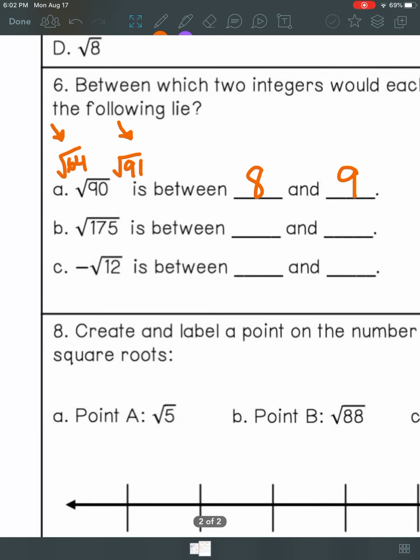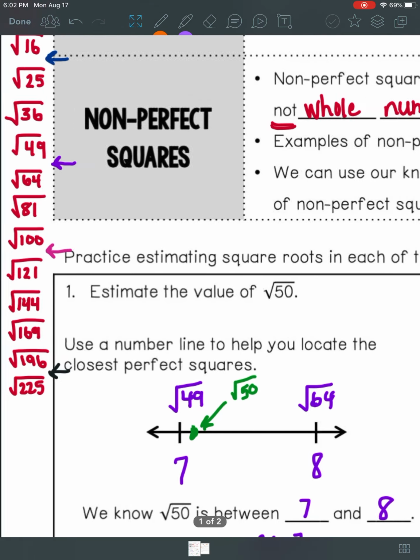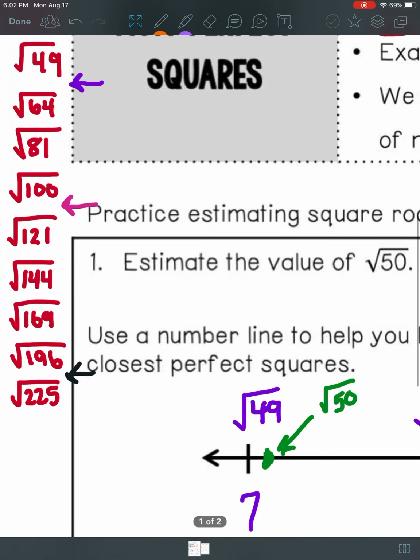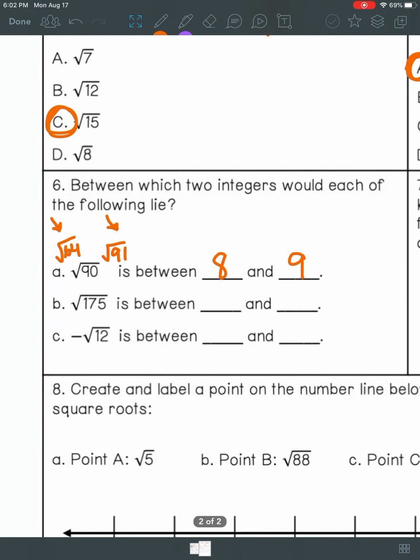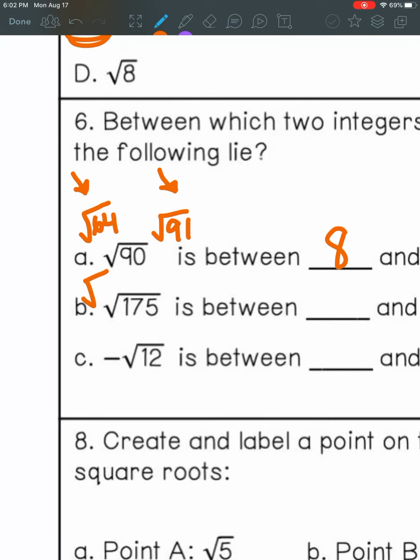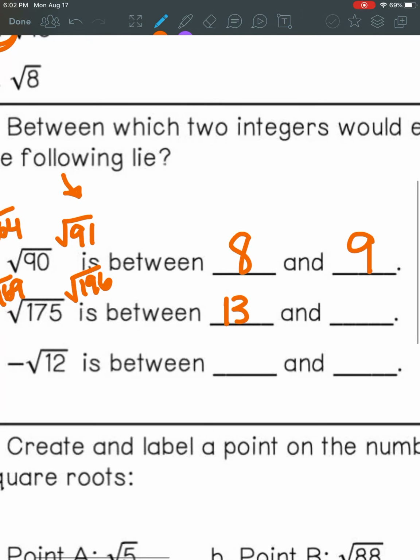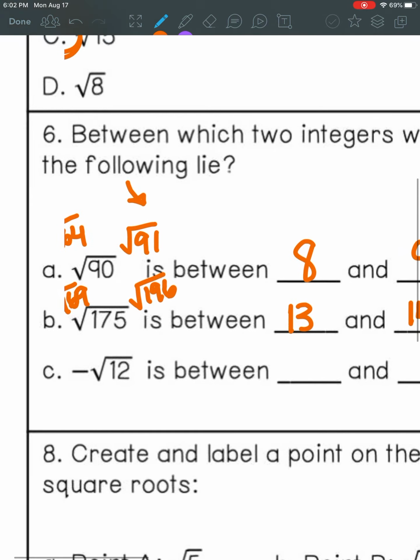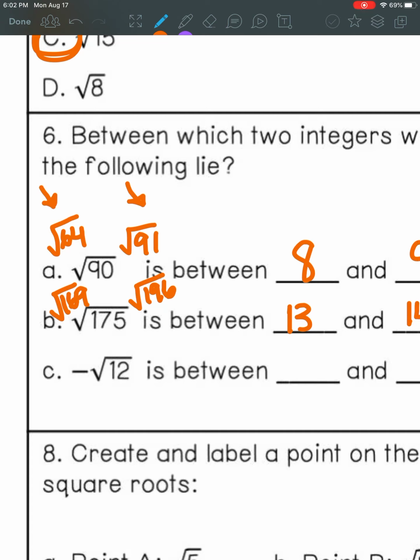Okay? Square root of 175. I don't know those big numbers as well. So 175 is going to fall between this 169 and 196. 169, the square root, that is 13. And then 196 square root is 14. So the square root of 175 falls somewhere in between those two. So we know it has to fall between 13 and 14.